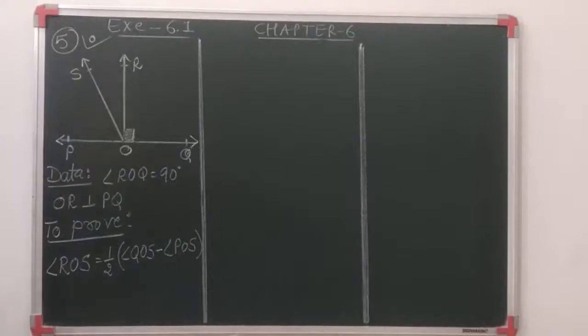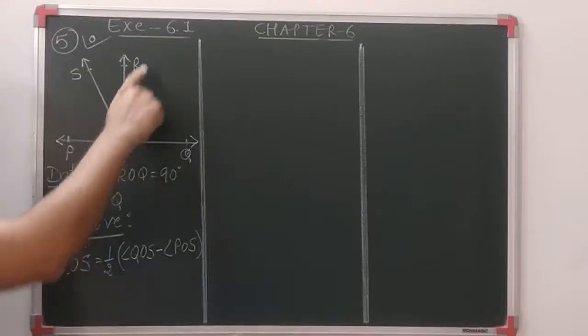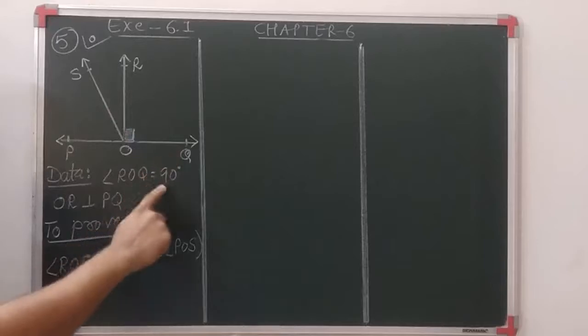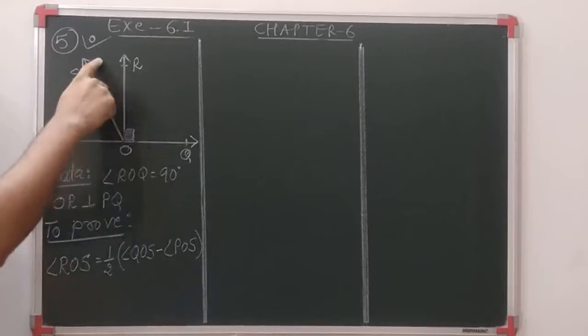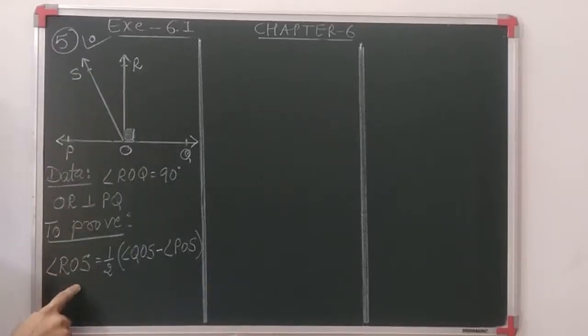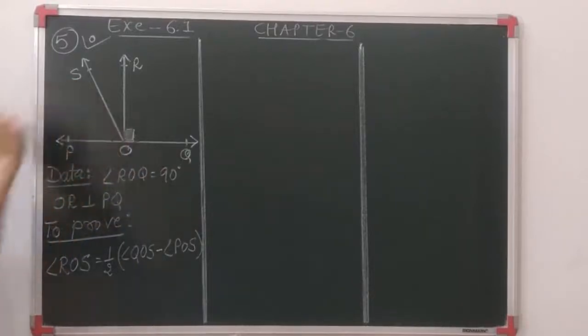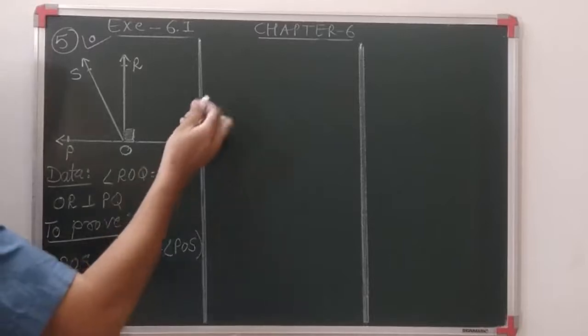This is the most important question of this exercise. Very important, the question number 5. Look at this, what is given. Here it is given POQ is a line and RO is perpendicular to POQ, and ROQ is 90 degrees. So we have to prove that ROS is equal to half of QOS minus POS. As we see this question, it looks very difficult. But remember, it's not so. Let's do the sum.